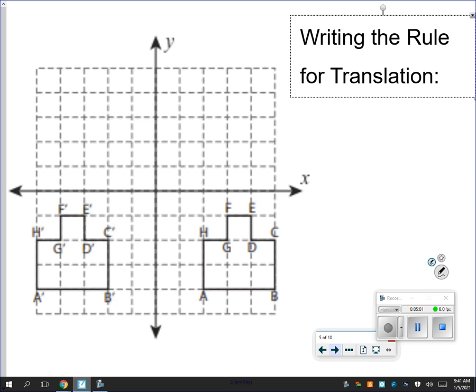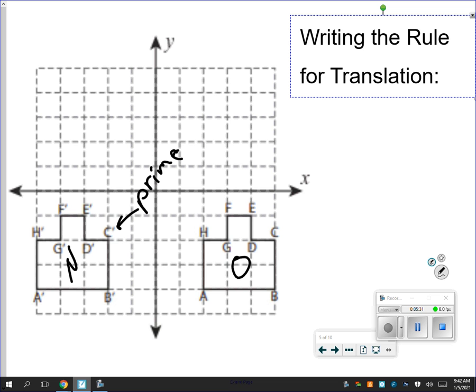Now let's go to writing the rule. This was one of the things that some people have difficulty with, so let me make sure we're cleared up. When you're writing the rule, you need to look for a point and its matching point. You have to find the old one first, then find the new one. In this case, here's my old one and this is my new one. I can tell because I can see the little prime symbol right there, so that's my new one.